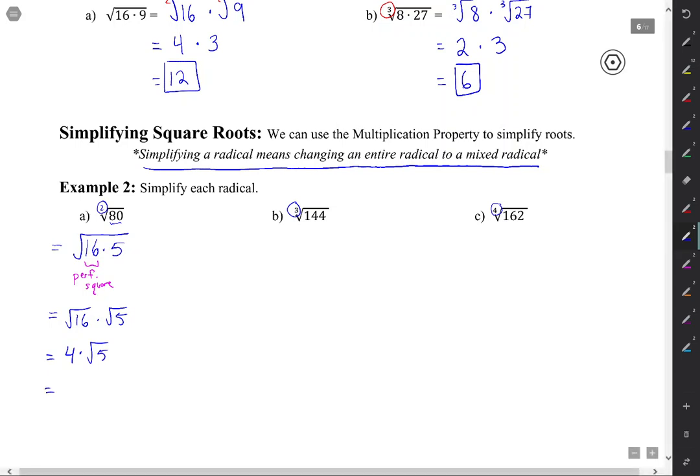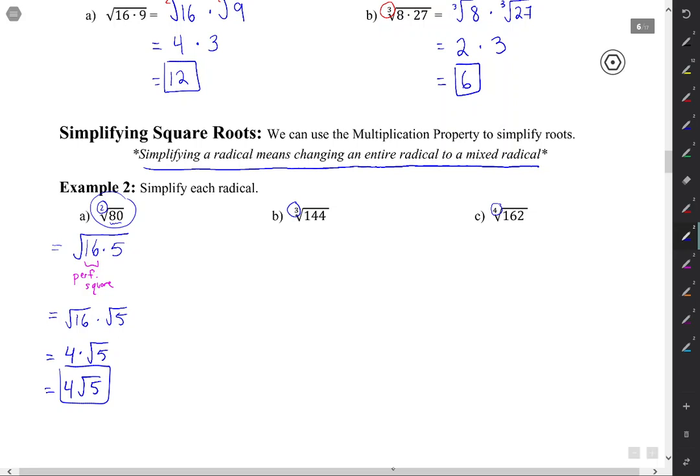And we can just rewrite this without the dot. We could just put 4 root 5. It is implied that there is a multiplication symbol in between there. And there you have it. We now converted that from an entire radical up here to a mixed radical down here. We have that number out front multiplying the radical sign.